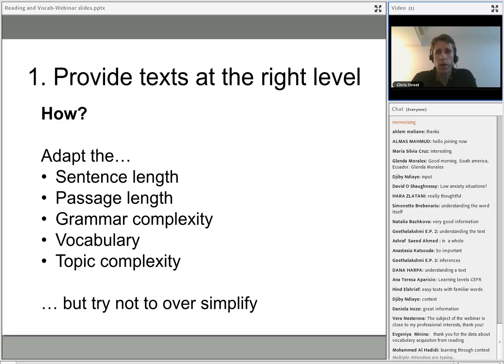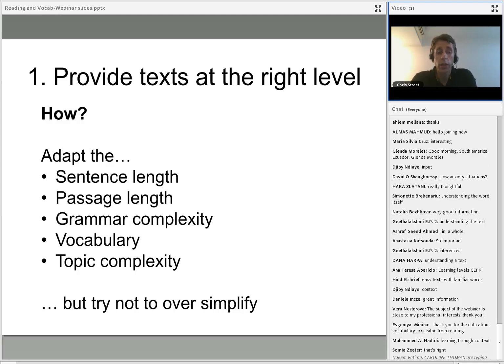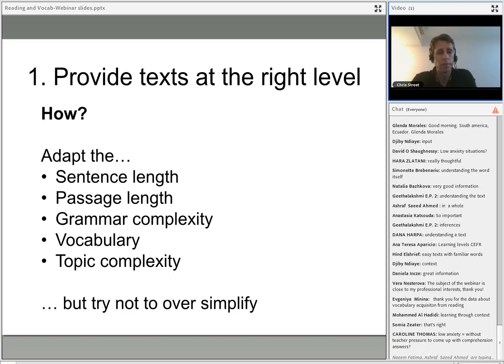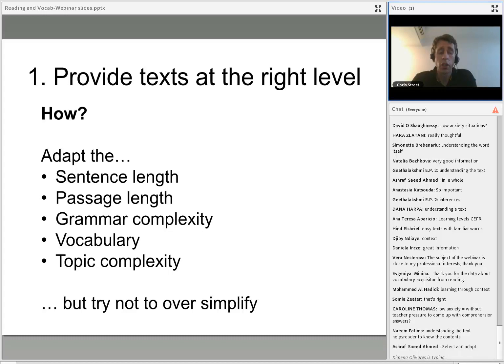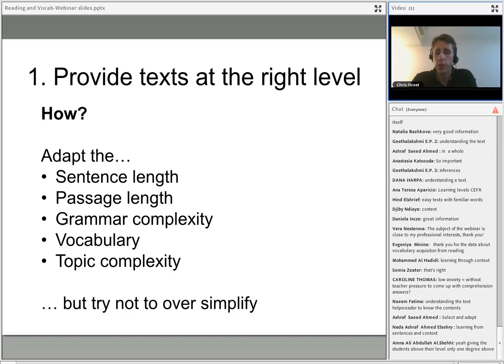You can take away complex grammar structures. You can, of course, grade the vocabulary, and we'll look at how to do that in detail in a minute. And you should also make sure you don't choose overly complex topics. But one thing to consider as you're doing that is to try not to oversimplify things. We don't want to simplify the message to students so that they lose out on the interesting things that are there.